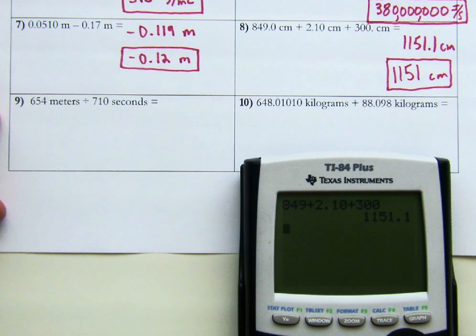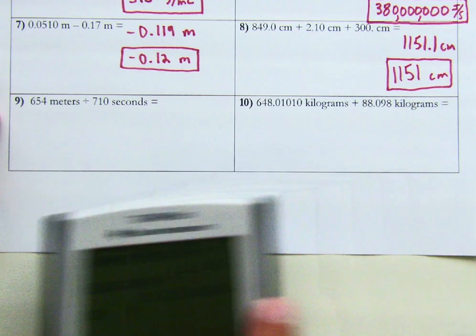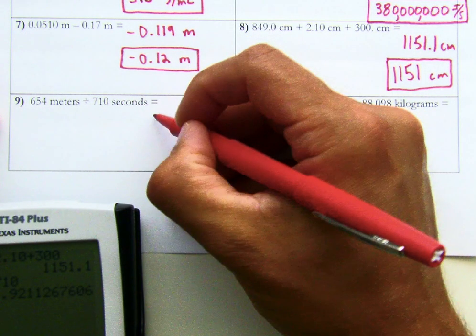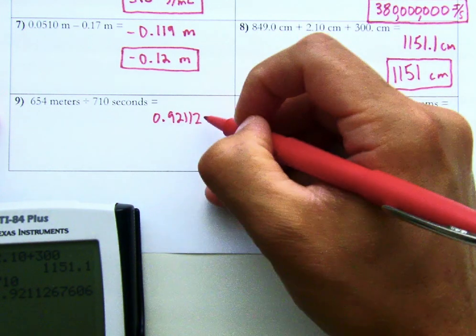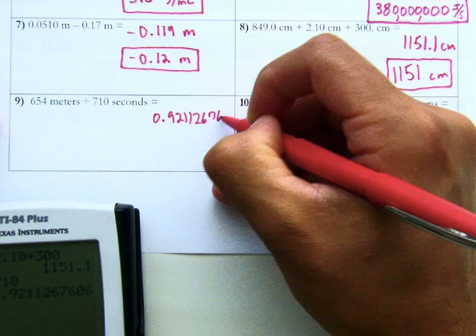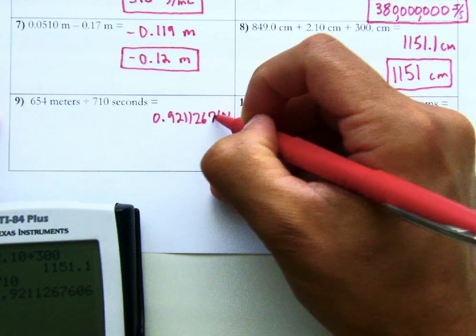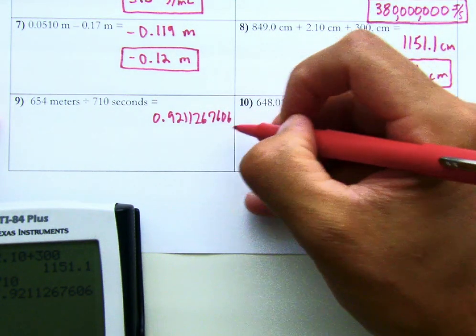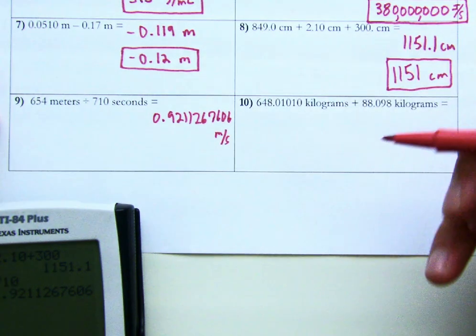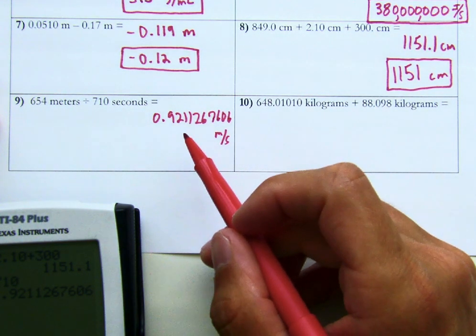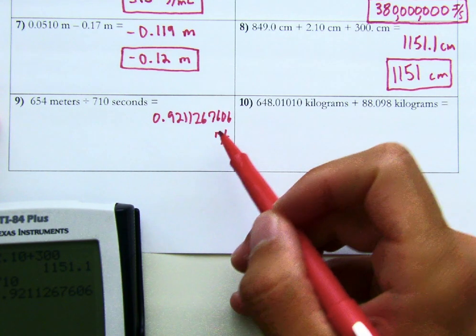Next one on here, we have 654 divided by 710. And look at that calculator number, right? The calculator gives you 0.921122677. And that would be meters per second, again, like maybe a rate of speed, that has a huge amount of sig figs. We need to round them somewhere.